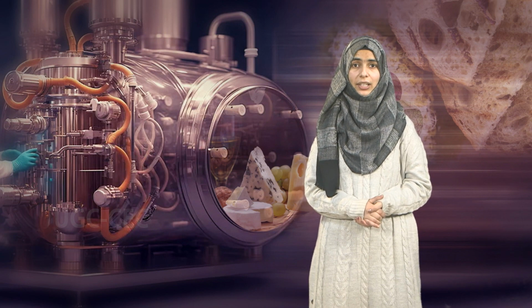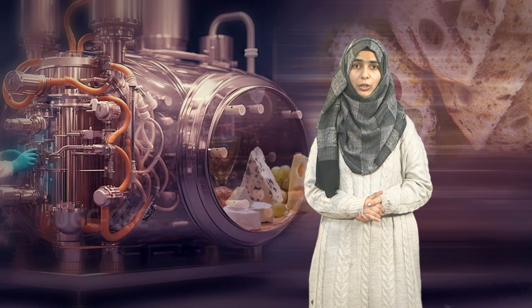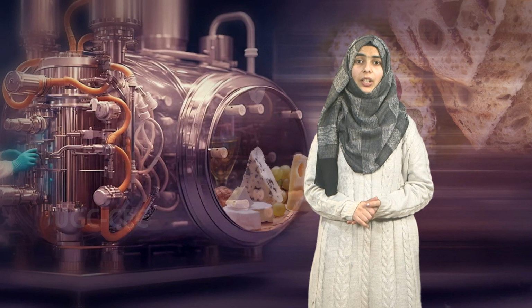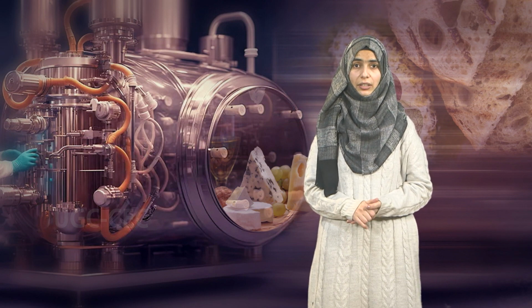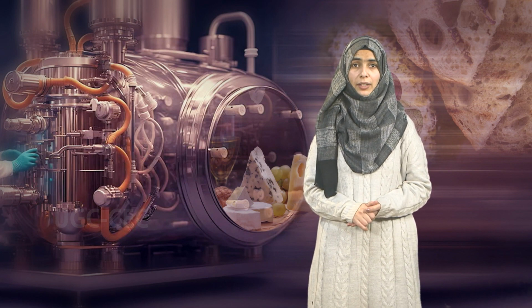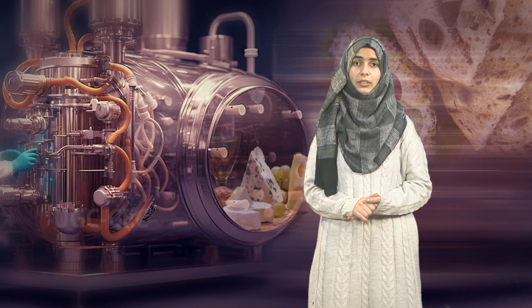The standard example is the centrally stirred tank reactor, that is CSTR, which is widely used throughout the conventional laboratory and industrial fermentations. Such bioreactors ensure good gas-liquid mass transfer, have reasonable heat transfer, and ensure good mixing of the bioreactor contents. The vertical shaft of the CSTR will carry one or more impellers depending on the size of the bioreactor. A broad range of impellers have been investigated for stirring and creating homogeneous conditions within the bioreactor.